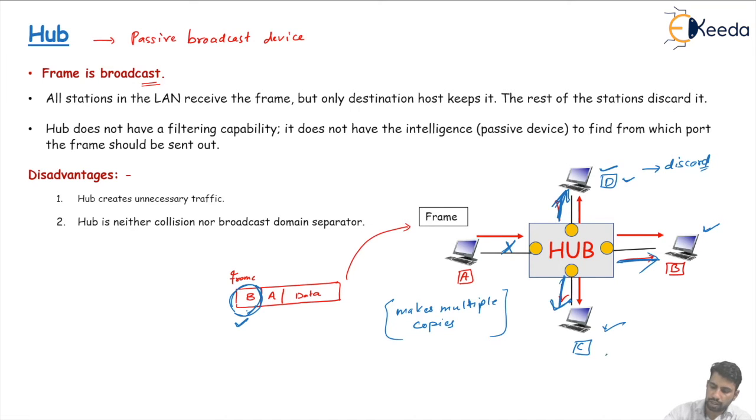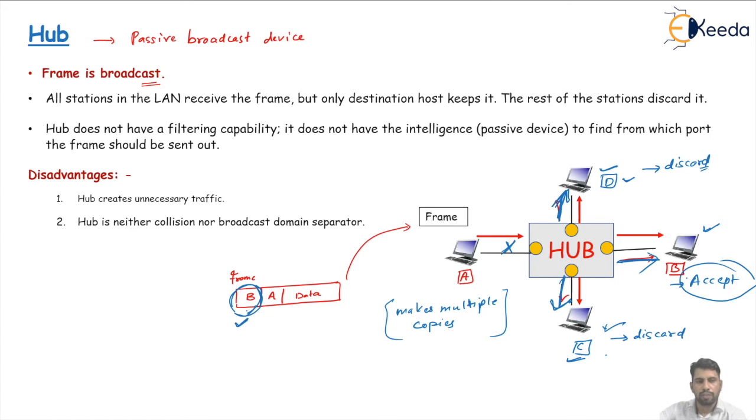Here the frame has reached, matching the destination address. Here the destination address is B but here the destination address is C. So this machine also discards the particular frame. Here the destination address matches, and this particular machine or station will accept the frame.